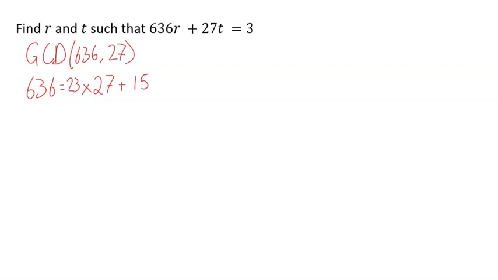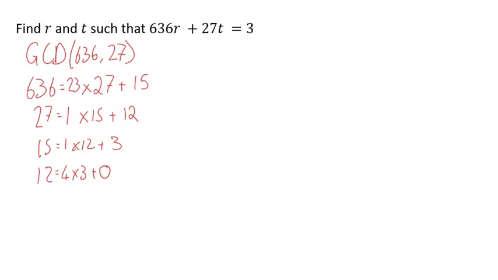Now my remainder's 15, it's not 0, so I go again. This time though, I'm looking for 27 equals something times 15 plus a remainder. Well, in this case, it's 1 times 15 plus my remainder of 12. Again, remainder isn't 0, so we continue on. 15 equals something times 12 plus a remainder. Well, it's 1 times 12 plus a remainder of 3. Again, hopefully one more step. Well, 12 is equal to something times 3 plus a remainder. Well, 4 3's give me 12. My remainder is 0. Excellent. Greatest common divisor then is 3. So it's confirmed what I wanted at the start.